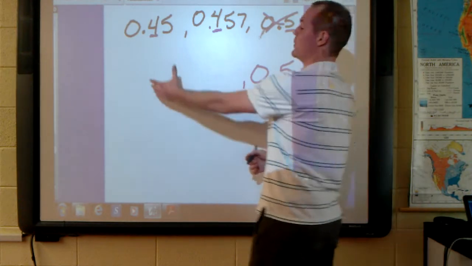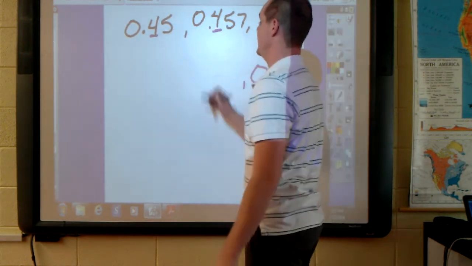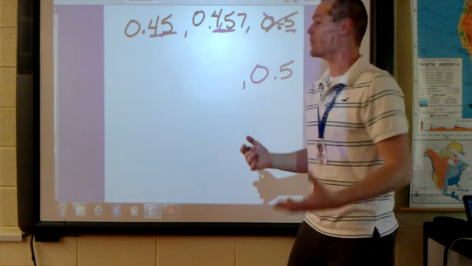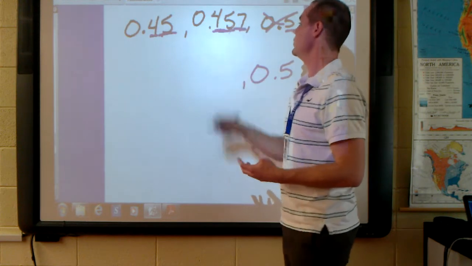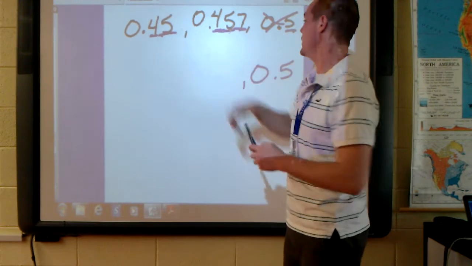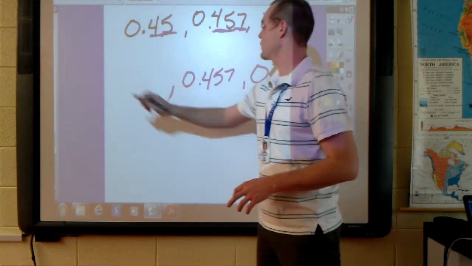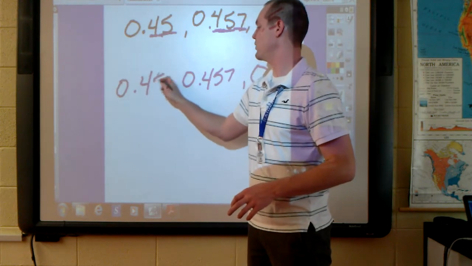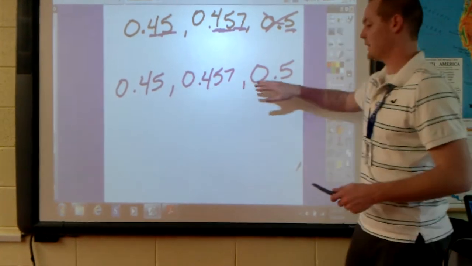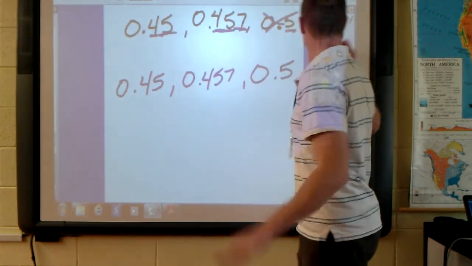Okay, now I need to determine which number is smaller, 45 hundredths or 457 thousandths. The next number is a 5. Can't tell which one's bigger by the hundredths place. I have to move to the thousandths place. A 7 is of course bigger than no value at all. So 0 and 457 thousandths is greater than 0 and 45 hundredths. So my numbers from least to greatest should look like this. And that is example number 4.